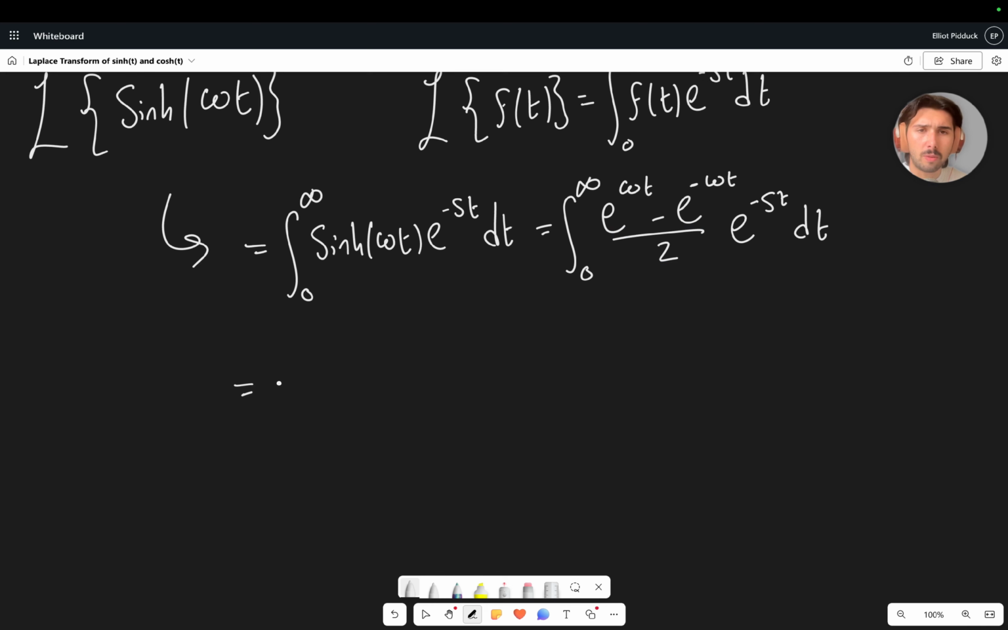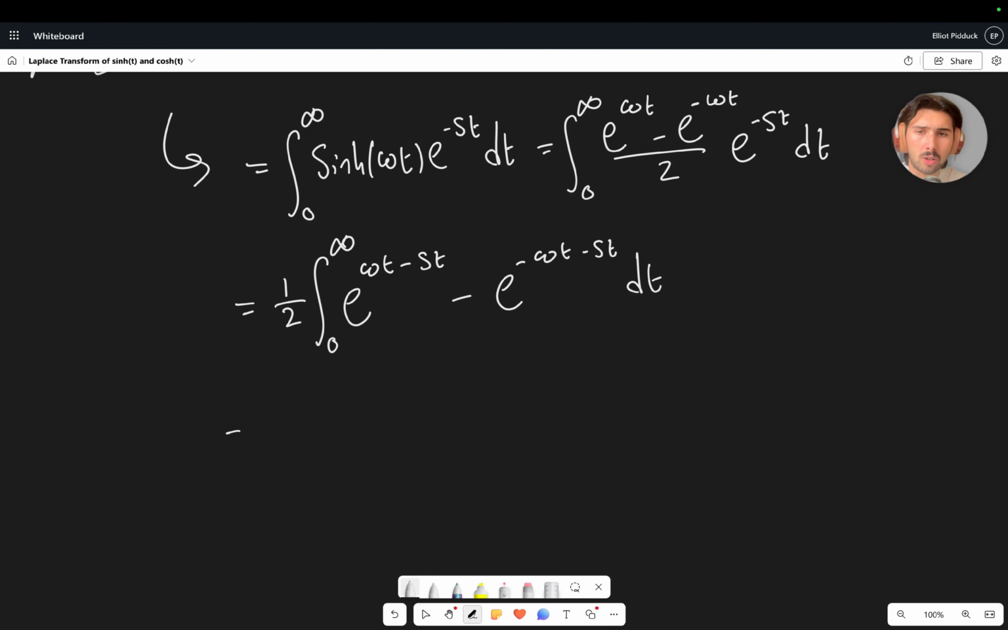Okay, continuing on, I'm going to take the 1/2 outside. So I've got a half on the outside, integral from 0 to infinity, and then I'm going to multiply everything out. So I'm going to have e to the omega t times e to the minus st. That's going to be e to the omega t minus st, minus, and then I've got e to the minus omega t times e to the minus st. So that's minus omega t minus st, dt, just like that.